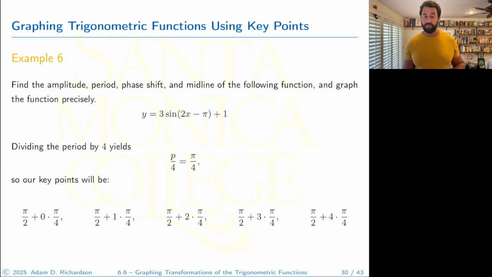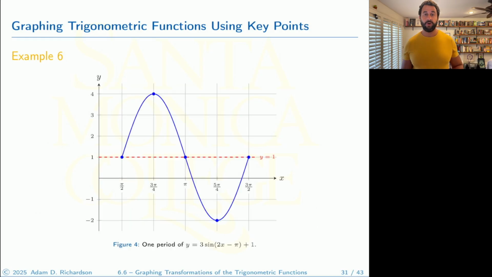And then here are our key points, right? We're doing sine, so the key points are going to be phase shift plus 0 pi over 4, phase shift plus 1 pi over 4, phase shift plus 2 pi over 4, phase shift plus 3 pi over 4, phase shift plus 4 pi over 4. And now we have all the information we need. So let's graph it. Here we go.